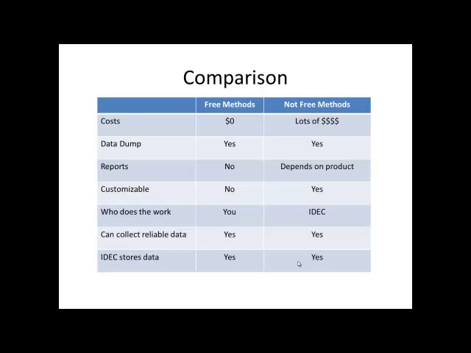So let's do a quick comparison of the methods here. So costs. Free methods, they're free. They don't cost anything. The not free methods, they cost some money. Both methods give you a data dump when you're ready to get them. The free method does not give you any reports. You'll have to pay extra for those. And the not free methods, depending on which product you include, may or may not include a report. The free methods are not customizable, but the not free methods are very customizable.